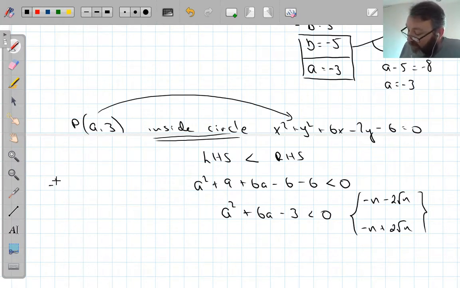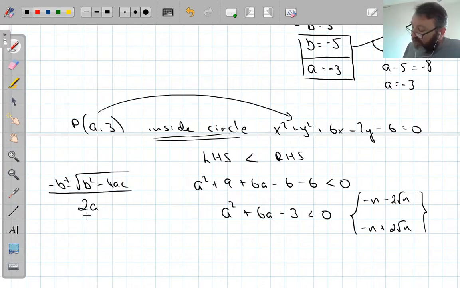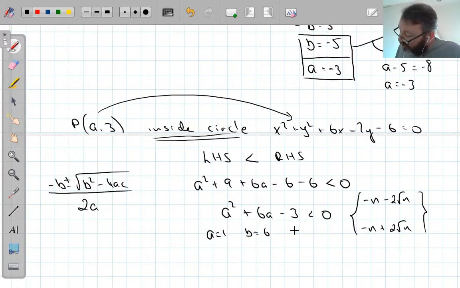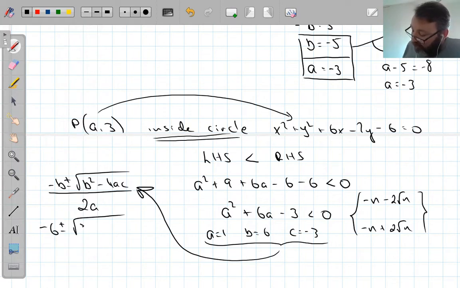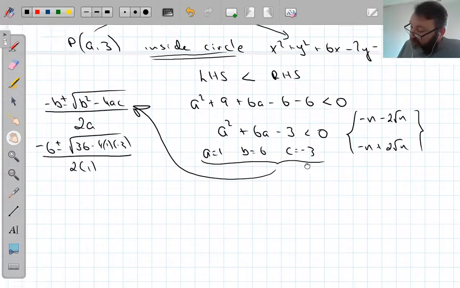So we get minus b plus or minus the square root of b squared minus 4ac all over 2 times a. a is 1, b is 6, and c is minus 3. So you put these three values into this formula here, and what do you get? Minus 6 plus or minus the square root of 36 minus 4 times 1 times minus 3 all over 2 times 1.